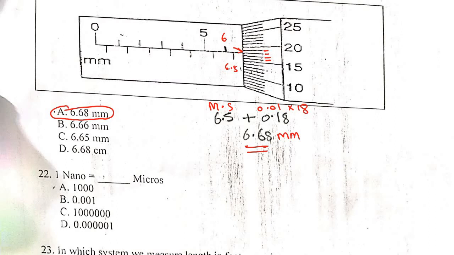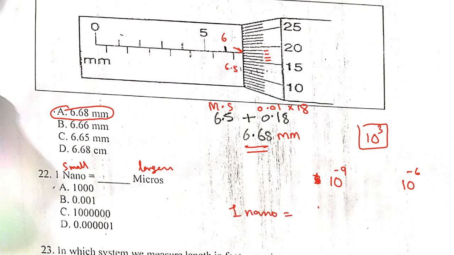Then we have question number 22. 1 nano is equal to how many micros? So we know that 1 nano is equal to 10 raised to the power minus 9, and micro is equal to 10 raised to the power minus 6. So as we can see, the difference between them, or the conversion factor, is 10 raised to the power 3. So we know that nano is the smaller unit and micro is the larger unit. So 1 nano will be equal to 10 raised to the power minus 3 micros.